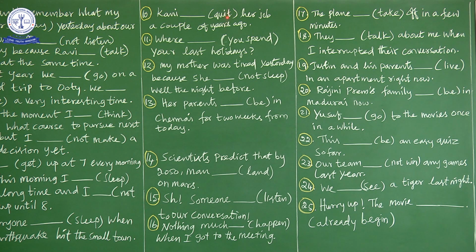Kani dash quit her job a couple of years ago. Okay, so now what is the keyword here? The keyword is couple of years ago. Okay, the years ago is the keyword here. So now the answer is, since ago is a simple past tense keyword, we have to go for simple past tense. So this quit has to be changed into past form. So we have two past forms, that is quit or quit, or you can say quitted. Okay, so you can go for any form.